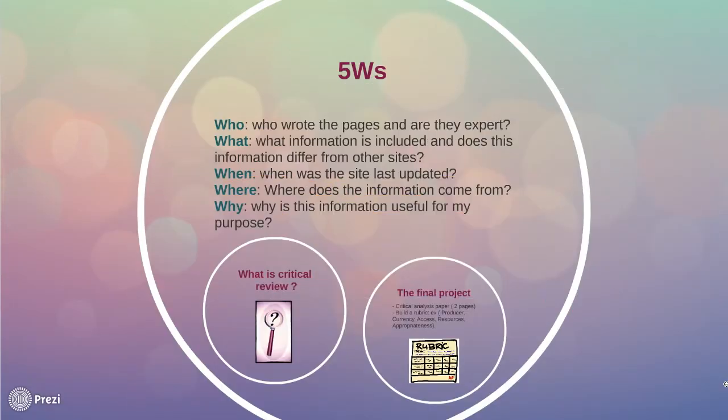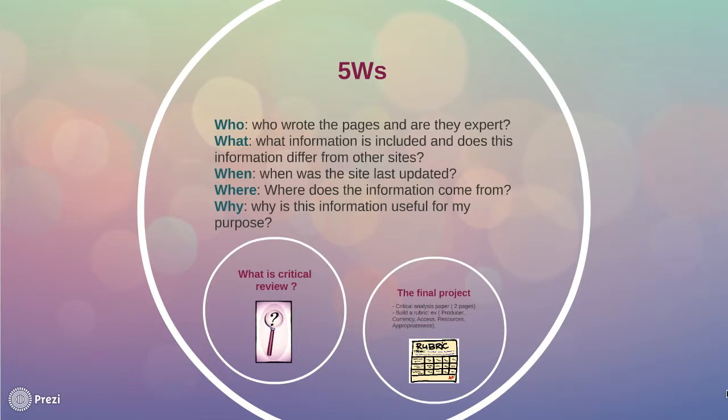So here's the first one, the 5 W's method. The 5 W's method is one way to critically evaluate a digital resource. Those 5 W's are who, what, when, where, and why. So in the case of evaluating a website, let's say, you can ask who wrote the pages and are they experts? What information is included and does this information differ from other sites?